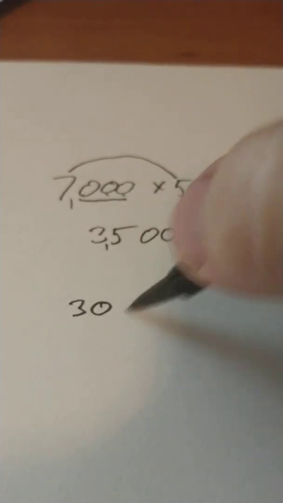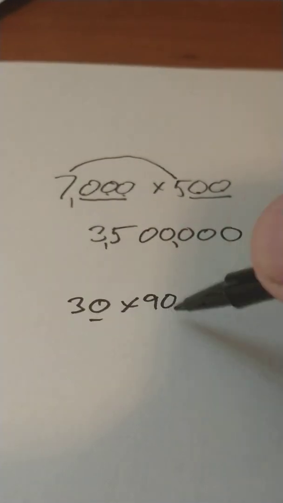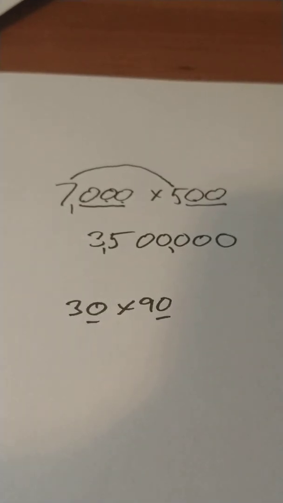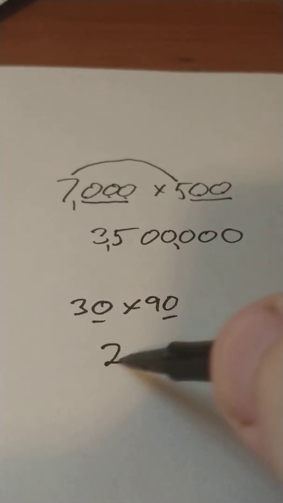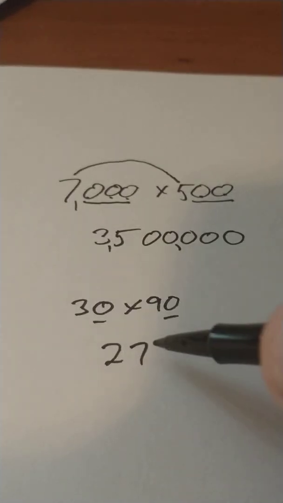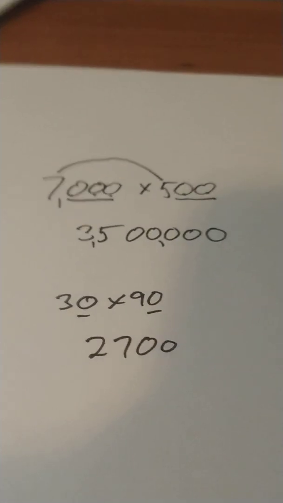Even if it's just like 30 times 90, you ignore these two for a second and you just do the 3 times 9. 3 times 9 is 27. And then you plunk your 2 zeros back in there.